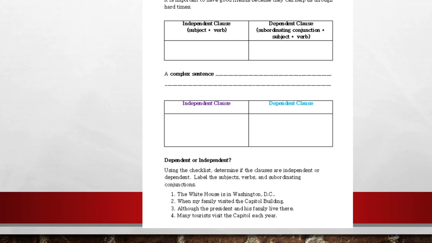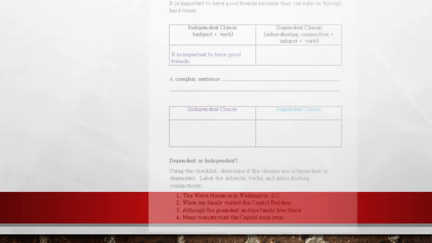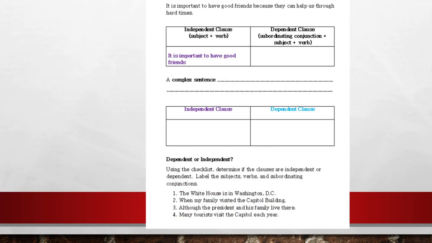So let's look at the first part of the sentence and identify if it's an independent clause or if it's a dependent clause. So the first part says, "It is important to have good friends." That part of the sentence is considered an independent clause. The reason it is independent is because I have a subject, I have a verb, and I have a complete thought. It can stand on its own.